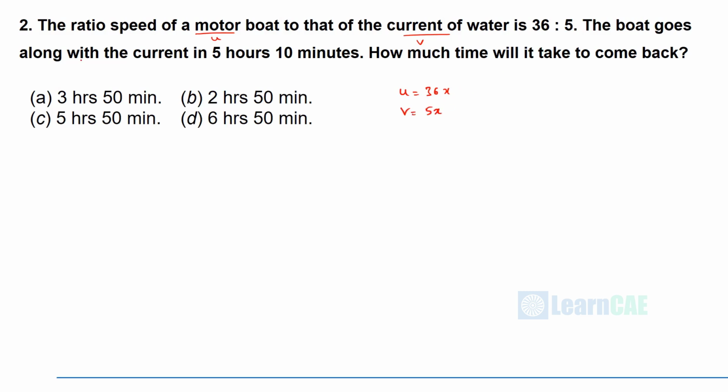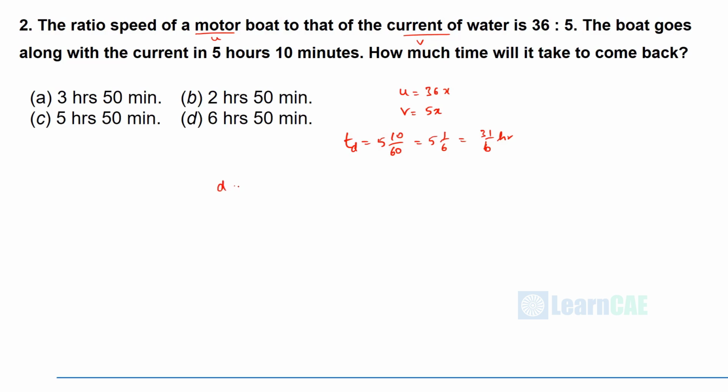The boat goes along the current in 5 hours 10 minutes. Along the current means downstream. So time taken downstream is equal to 5 hours 10 minutes. We shall write this as 10 by 60 in hours. This will be 5 1 by 6. This is 30 plus 1, 31 by 6 hours. Okay. So time taken downstream is 31 by 6 hours. We shall find out the distance from this.